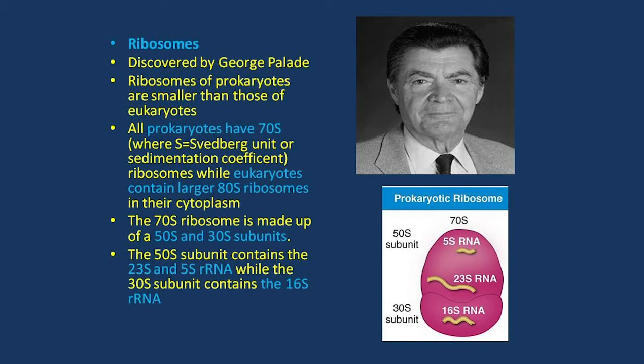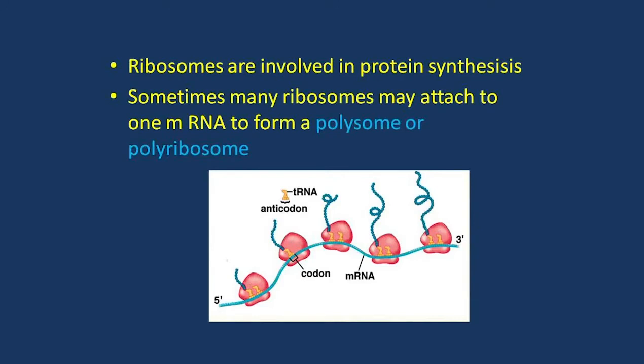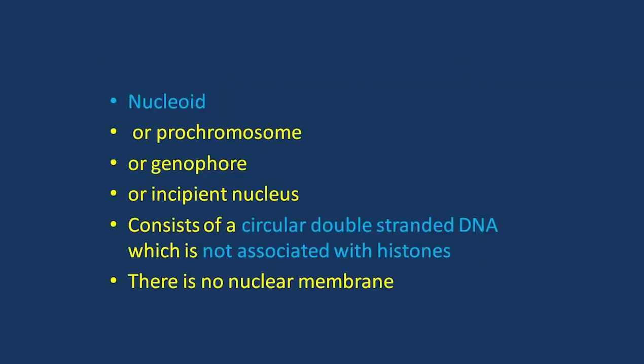The ribosomes are actually formed of ribosomal RNA and proteins. Ribosomes are involved in protein synthesis. Sometimes many ribosomes may attach to one mRNA to form a polysome or polyribosome. Now let us look at the genetic material of prokaryotes, which is called the nucleoid or prochromosome or genophore or incipient nucleus. It consists of a circular double-stranded DNA which is not associated with histones. Remember, DNA in eukaryotes is associated with histones. There is no nuclear membrane in prokaryotes.